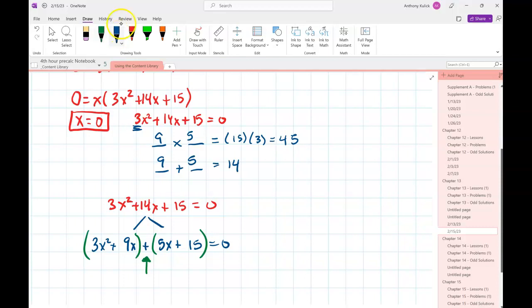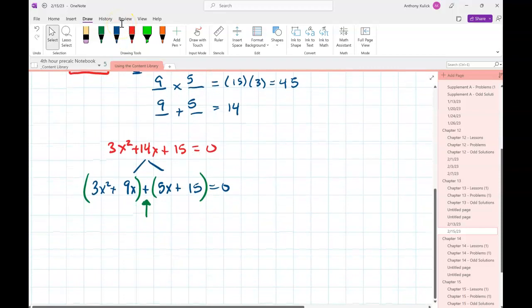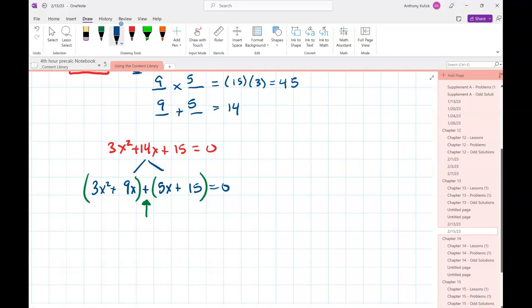Okay. Now that we've rewritten this in a factored form, or in two groups, I'm going to take a greatest common factor from the first group. So what do I have in common between 3x squared and 9x? 3x. What's left after I factor the 3x off? Excellent. And then 5x and 15. And what's left? X plus 3.